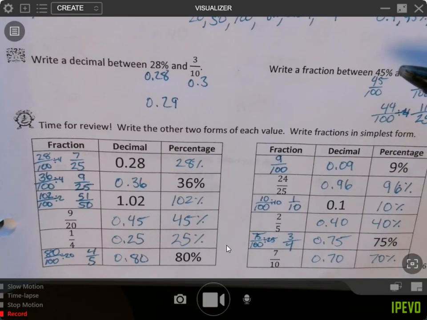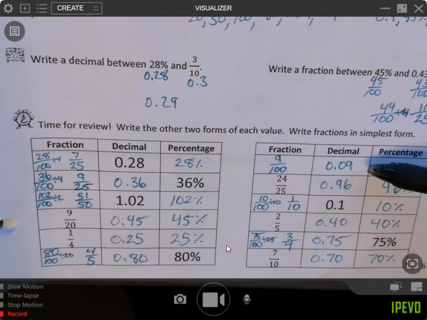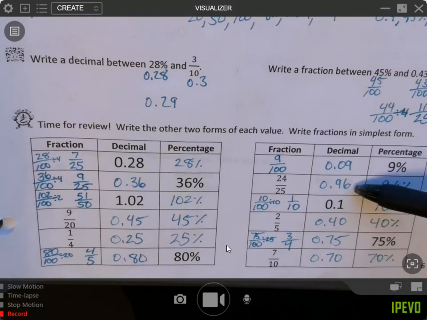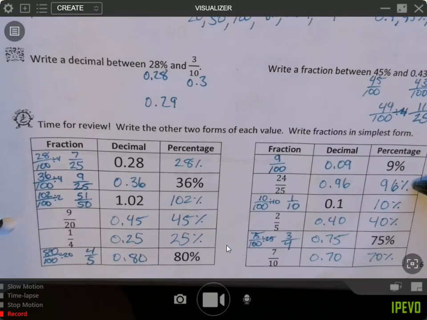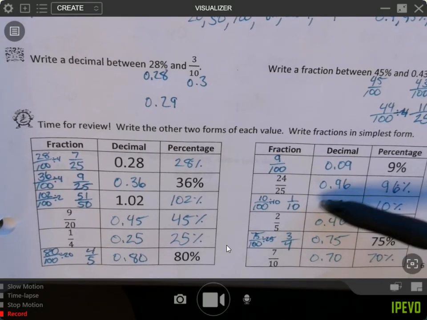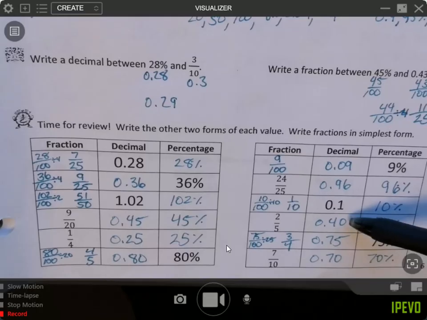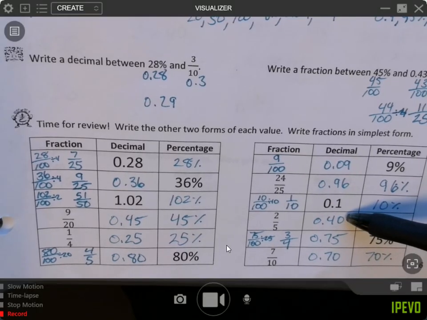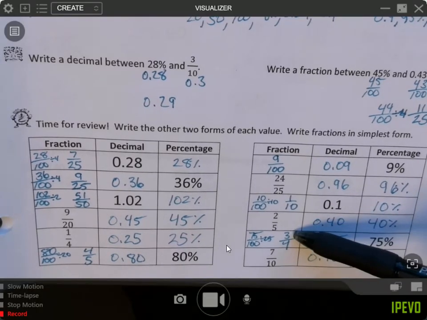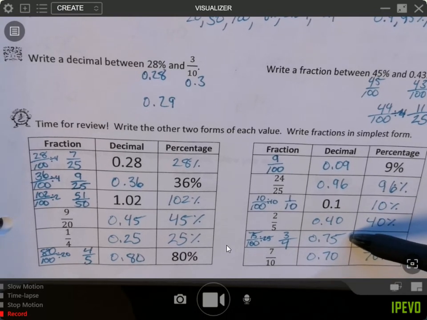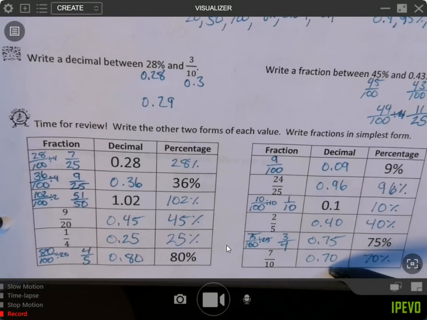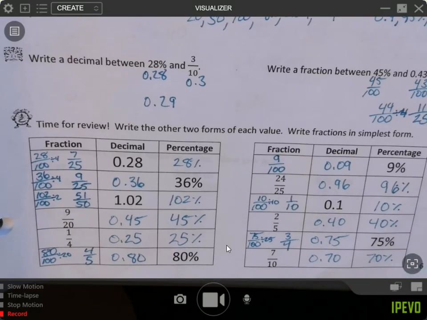Next side, we have 9/100ths, 0.09, 0.96 and 96%, 1/10 and 10%, 0.4, 0.40 and 40%, 3/4, 0.75, 0.7, 0.70 and 70%. Any questions on those? How are we feeling about converting between percents, decimals, and fractions?